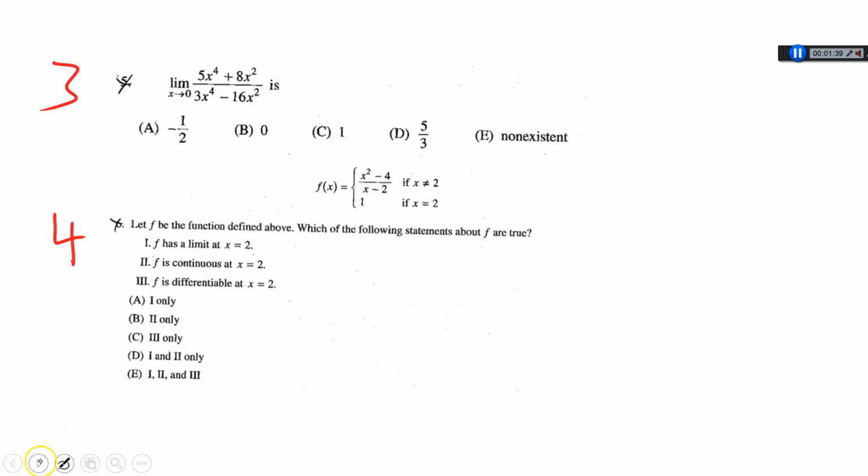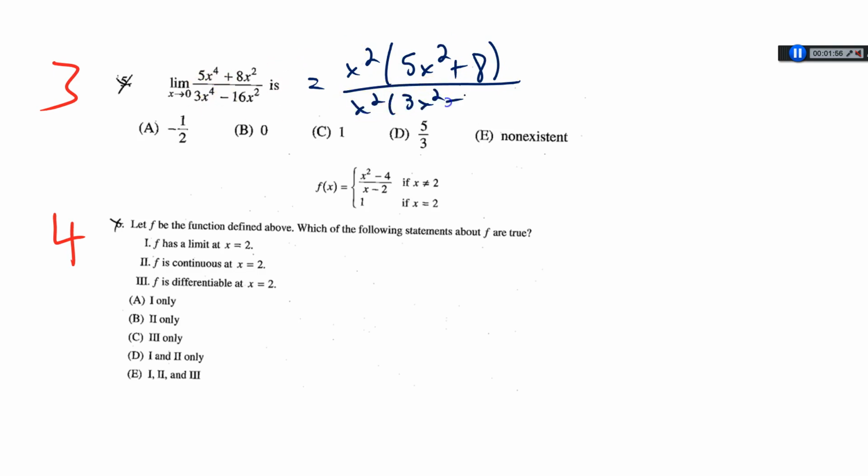Quick, quick, quick. All right, next up, x is approaching 0. Ooh, 0 over 0 for sure, but I can factor out all kinds of fun stuff here. If we take out an x squared on the top, I'm left with 5x squared plus 8. And on the bottom, take out an x squared, I'm left with 3x squared minus 16. Those x squareds cancel. Now if I plug in 0, it's not scary anymore. I get 8 over negative 16, which is negative 1/2.